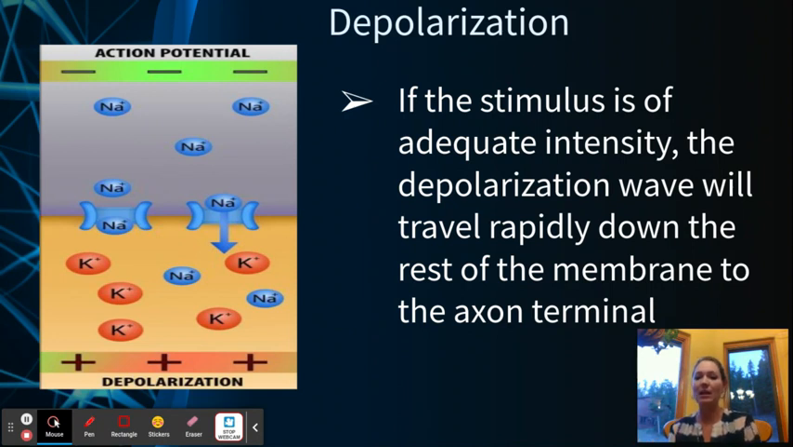which causes more sodium to go in. And so that's why when we watched that video on Thursday, Friday last week, you guys saw the electric charge travel down the neuron. And that was because of this. It's that domino effect. That's what we were seeing in that video.